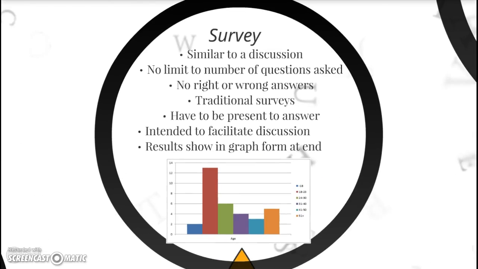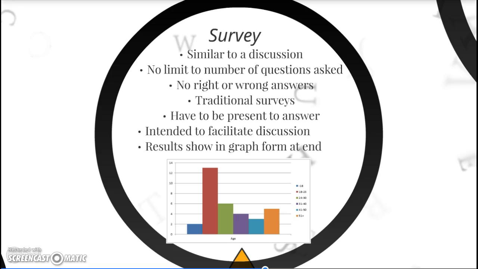Lastly, we have our survey. The survey is similar to the discussion. However, there are no limits to the number of questions that you can ask. There are no right or wrong answers, and it functions like a traditional survey where there are multiple responses or answer options to the questions that you ask. You have to be present to answer, and the survey is intended to facilitate discussion about a specific topic. The results are shown at the end of each question that is asked in the form of a graph.